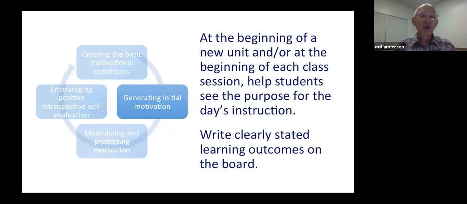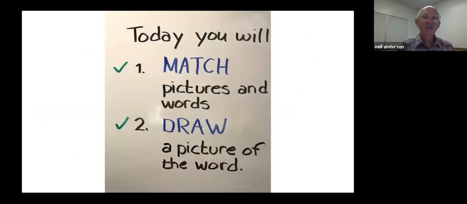Let me share with you two examples of how I do this. With lower level students, I will write on the board, today you will, 1, match pictures and words, and 2, draw a picture of the word. So you see that I'm being very careful to put the verb in capital letters in blue, and I'm keeping the information very short and succinct for lower proficient students.